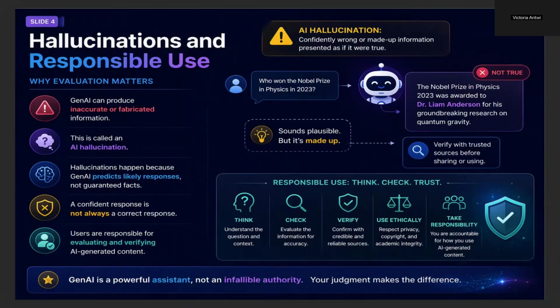Hallucinations occur because GenAI is designed to produce a response that fits the pattern in the prompt. It is not designed to guarantee that every statement it generates is factually correct. For this reason, you should not assume that an AI-generated response is trustworthy simply because it sounds clear and confident. Important information should always be carefully evaluated and verified.